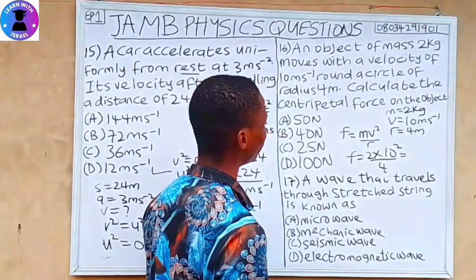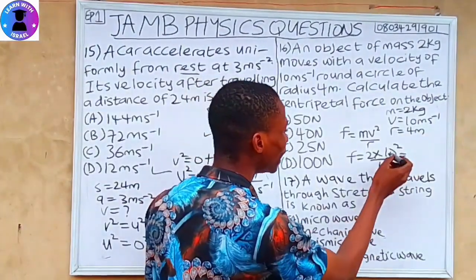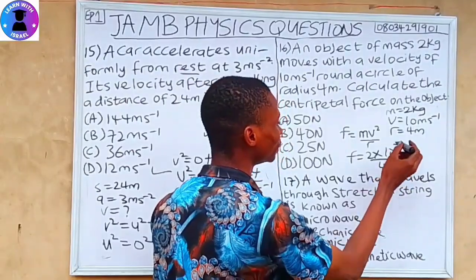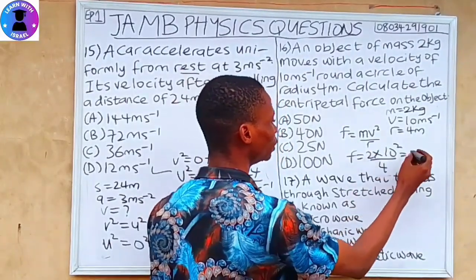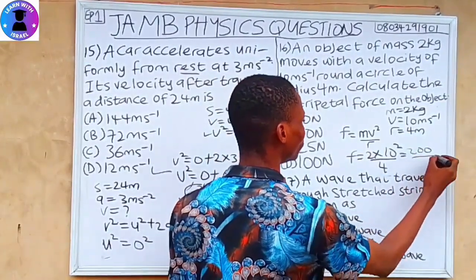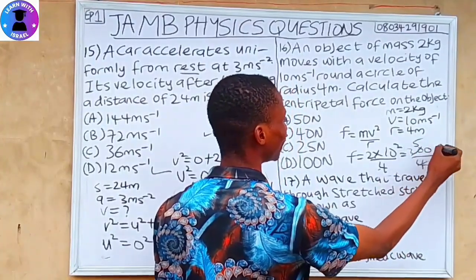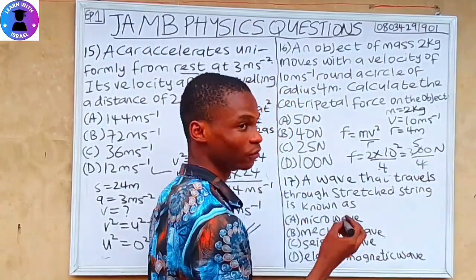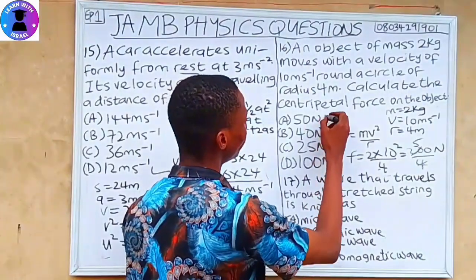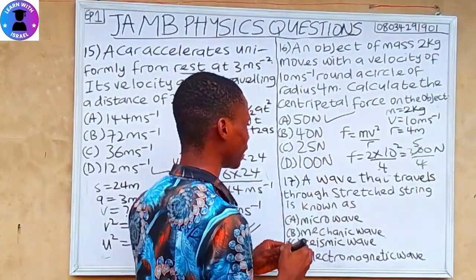There's no how you get the correct answer. So 10 squared is 100. 100 multiplied by 2 is 200. 200 divided by 4 is 50. So our answer is 50 Newton. And if you check the options, it's in option A. 50 Newton is the correct answer.